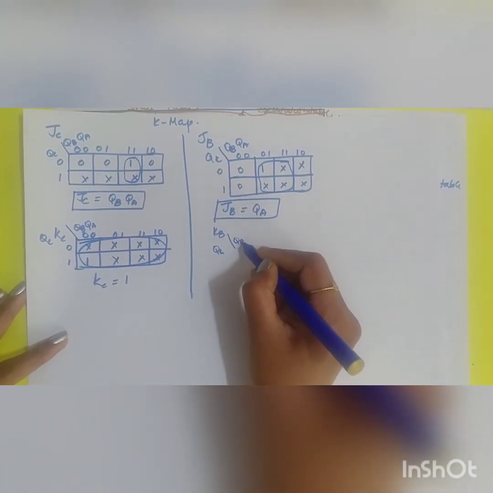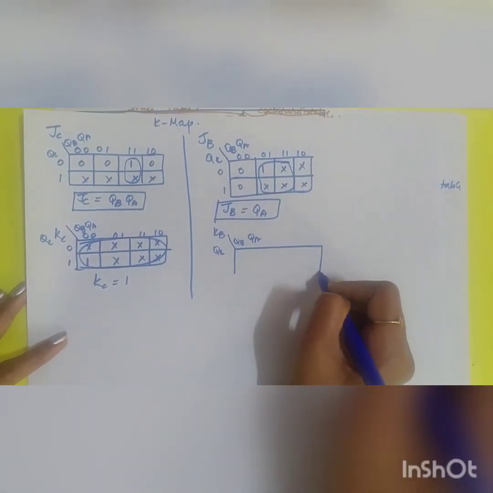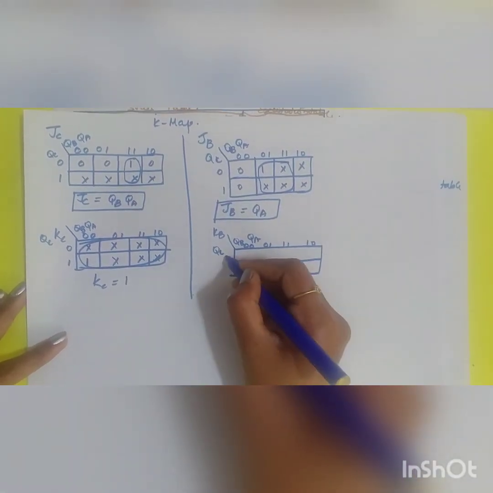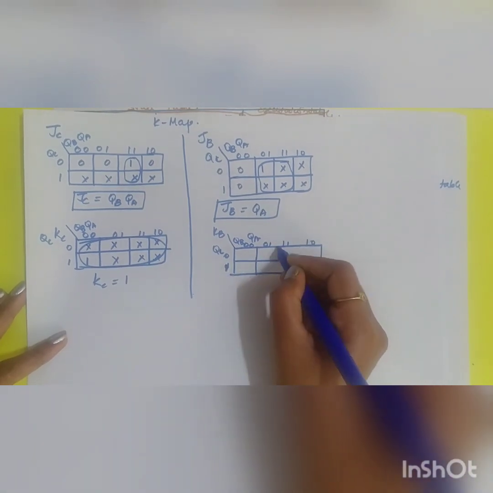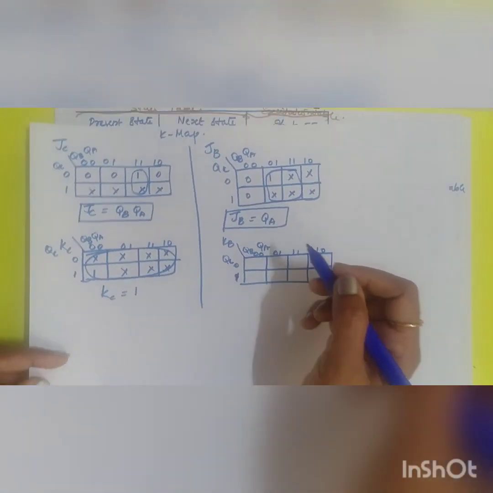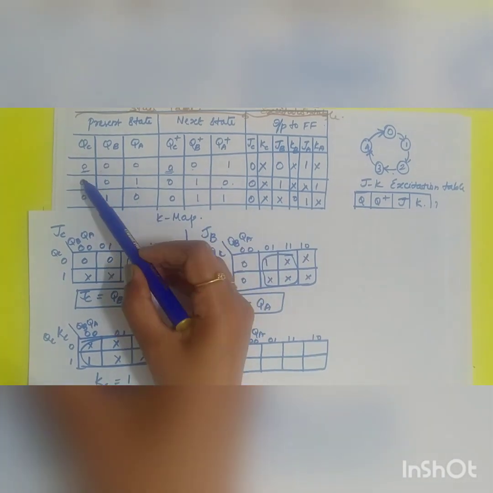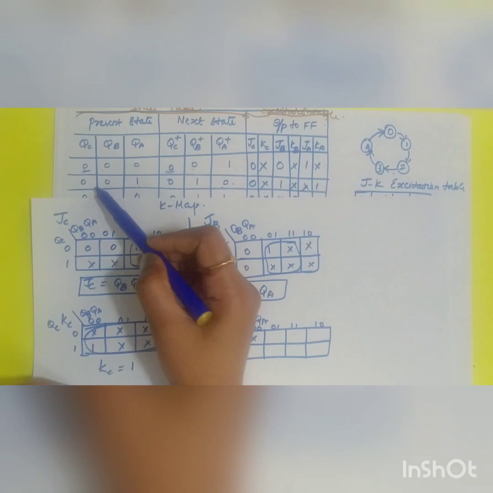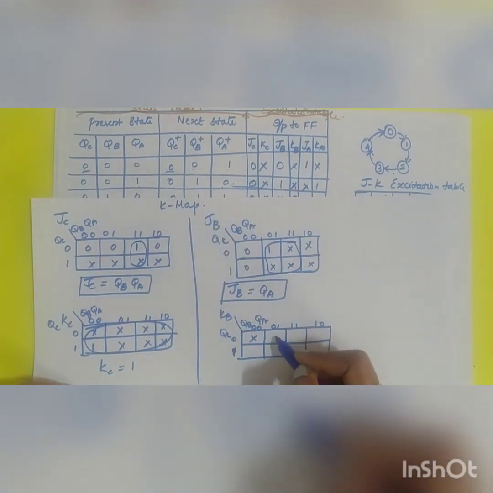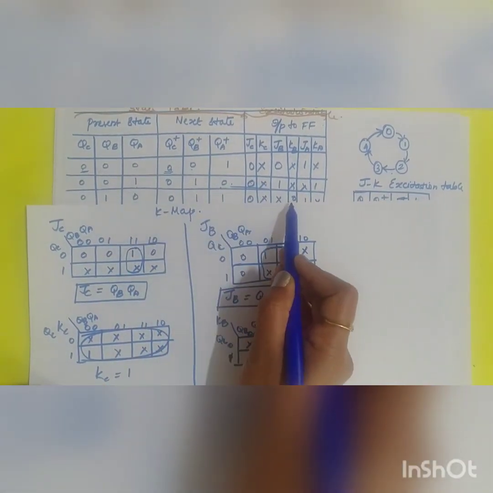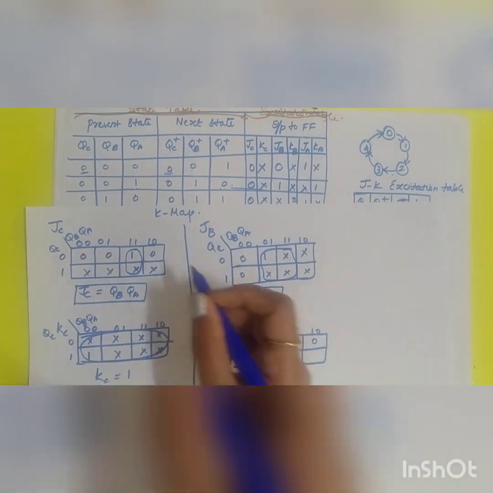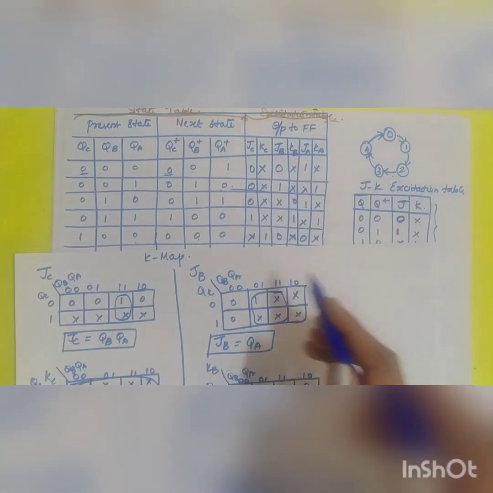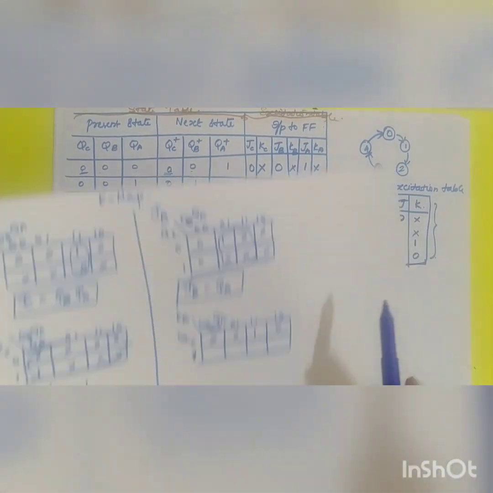QC, QB, QA, 00, 01, 11, 10, 01. Now what is the value for your KB? 000, KB is equal to X. Then 001, KB is equal to again X. 010, KB is equal to 0. 011, KB is equal to 1. 100, all others don't care.